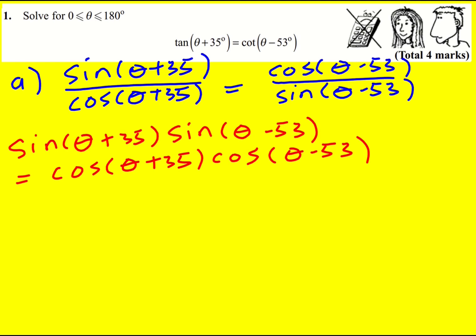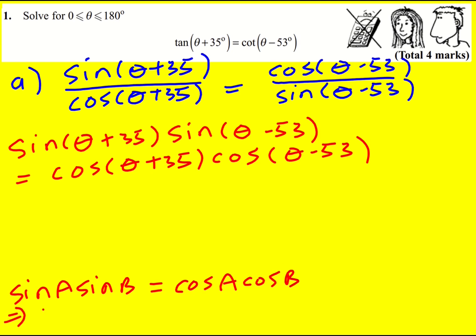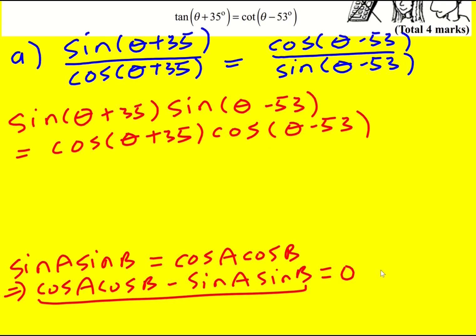Now, this might not seem particularly nice either, but there is something going on here. Essentially, we have sine A sine B equals cos A cos B. So if we can rearrange that to cos A cos B minus sine A sine B equals 0, then we can recognize that this is actually the addition formula for cos of A plus B. And that's how we can crack this problem.